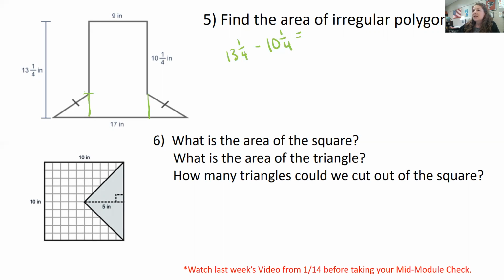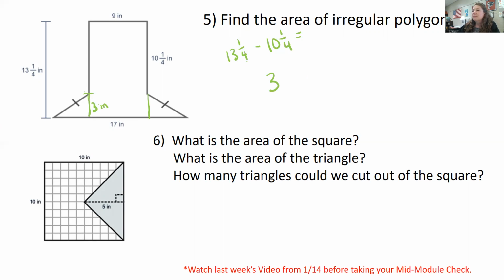So now I'm just thinking of what's 13 minus 10? 13 minus 10 is 3. And I'm not going to write 0/4 because 0 divided by 4 is just 0. So the height of this triangle is 3 inches. Actually, both triangles, right?